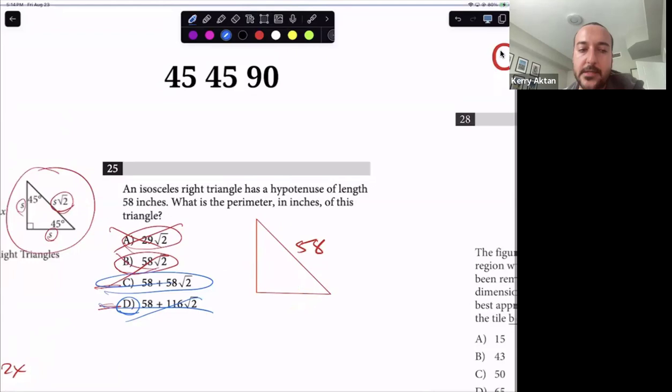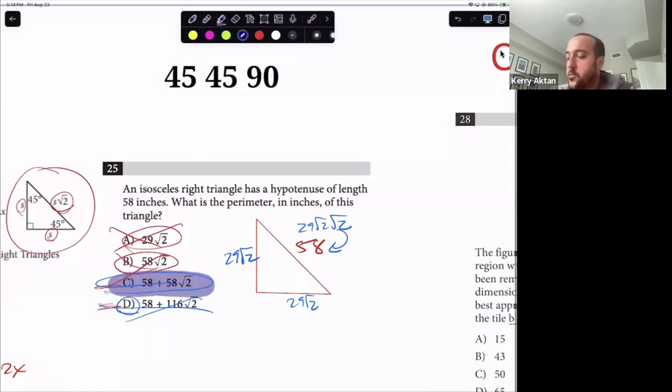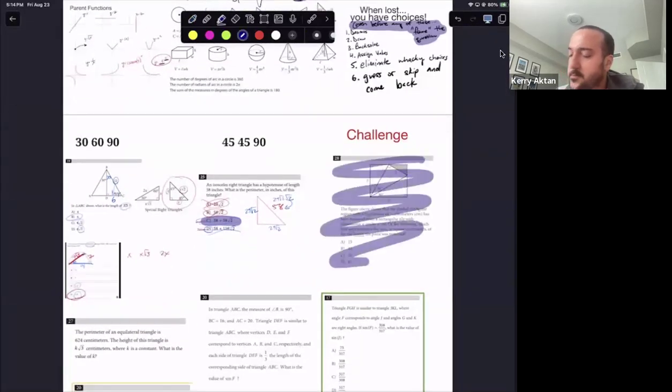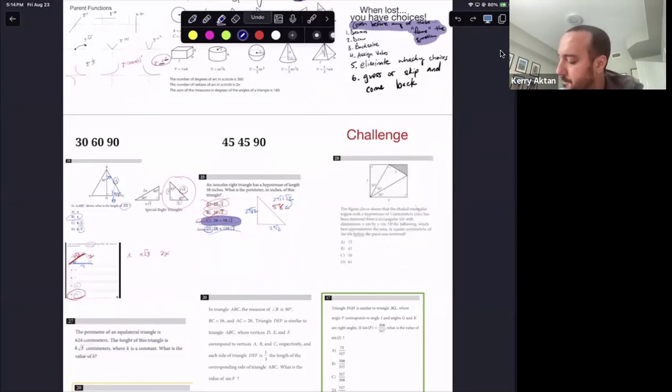Now, even if I didn't understand this question, really, it isn't easy. This is 29 root 2, and this is 29 root 2. Therefore, this is 29 root 2, which gets you to 58. That's not easy to see. But I'll never get this question wrong because I just will use the answer choices. Okay, so that's 45, 45, 90, 30, 60, 90. Again, if you want some challenge questions, I have one over there. I have another one down here, and I have some in the back if you want to stay after.